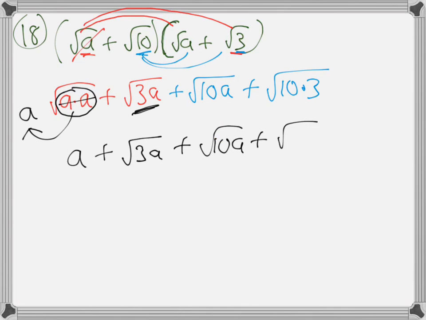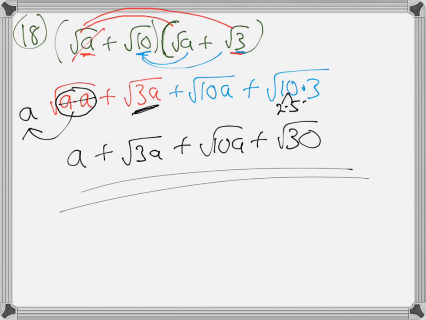What about this one? If you break down the 10, it's 2 times 5. There's no pairs there either. There's not 2 of anything. There's a 2, a 5, and a 3. There's not 2 2s. There's not 2 5s. There's not 2 3s. So what do we do? Nobody can come out. So just multiply them together. 2 times 5 is 10 times 3 is 30. And that's it.